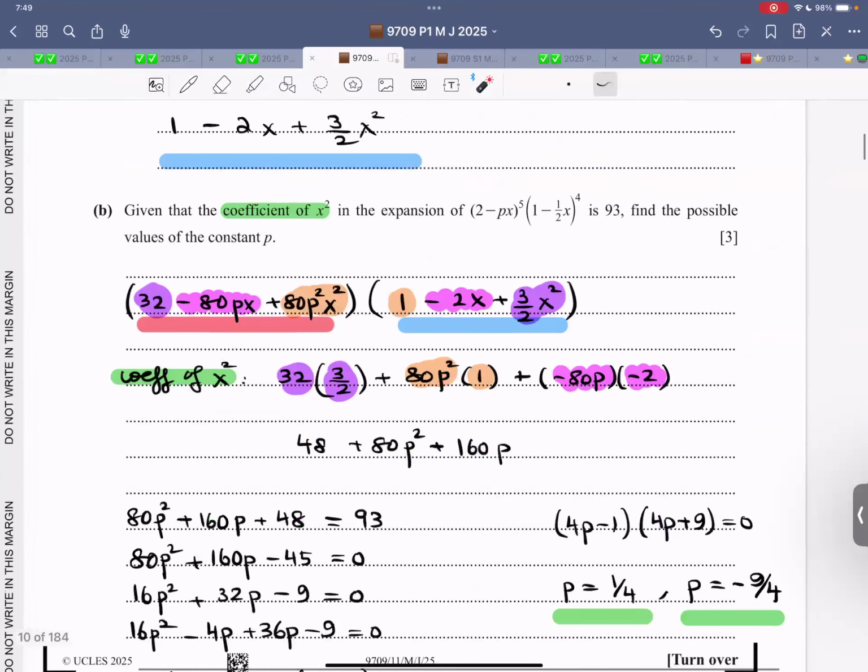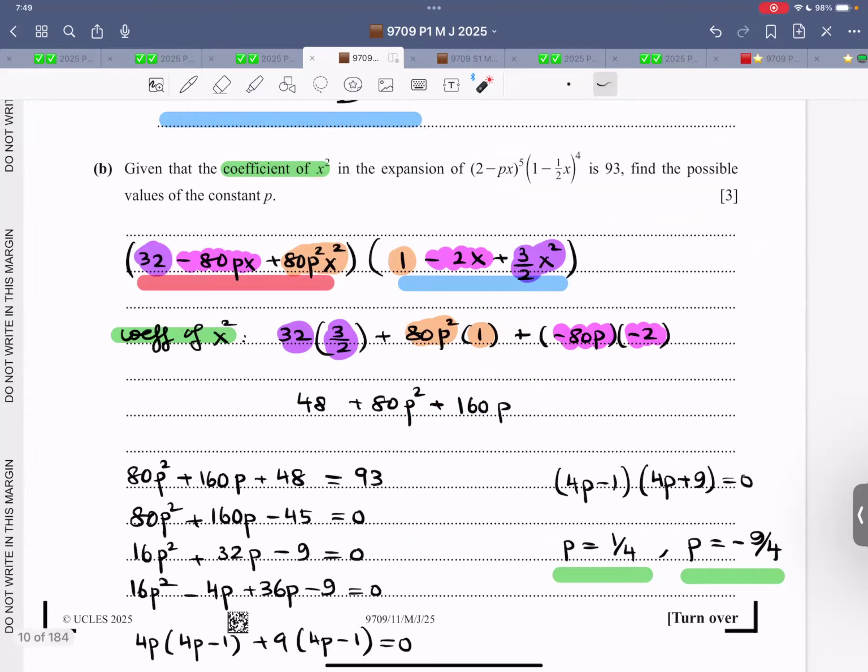Now it says, given that the coefficient of x squared in this expansion is 93, find the possible values of constant p. So how can you get a coefficient of x squared? You take the constant, multiply with x squared. You take the x squared, multiply with this constant. You take the x, you take the x. So just play with the coefficients.